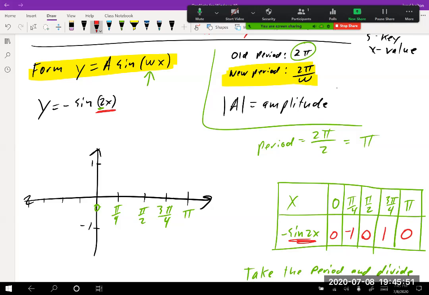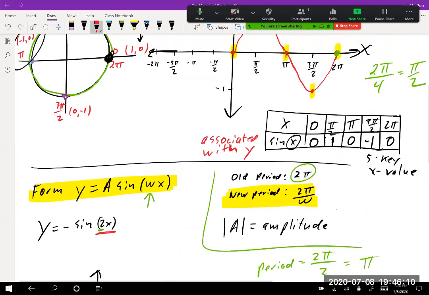So now I'm going to graph these values. Here's 0, 0. Here's pi fourths, -1. Here is pi halves, 0. Here is 3 pi fourths, 1. And then here is pi, 0. So now I'm going to do this.